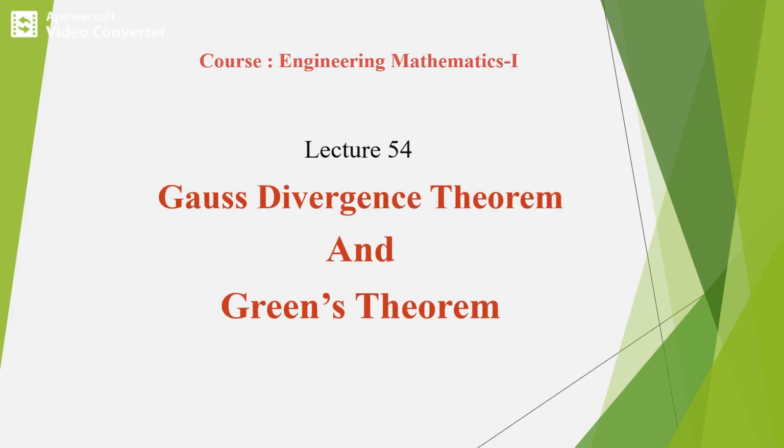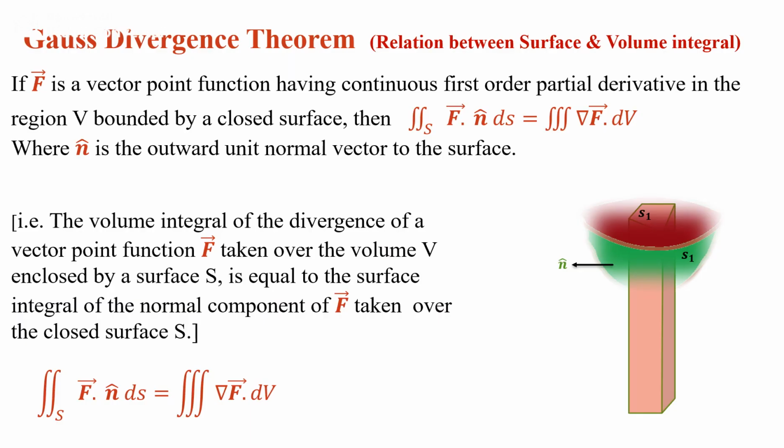Lecture 54, Gauss divergence theorem and Green theorem. In that lecture, we discussed these two theorems, Gauss divergence and Green theorem. Now, the next theorem, that is in Gauss divergence theorem. The Gauss divergence theorem is a relation between the surface and the volume integral.